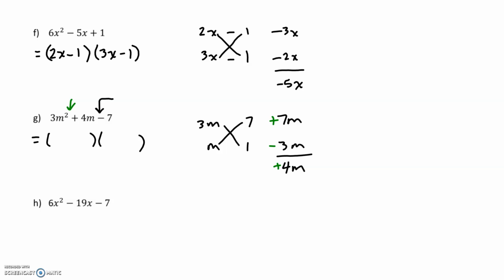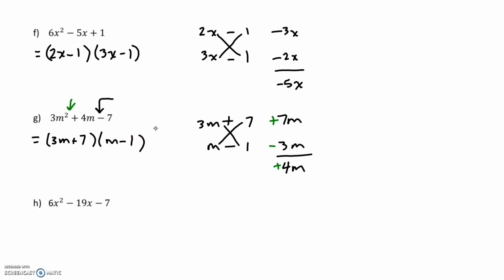And then we're going to transfer those signs inside. So positive 7 here means positive there. Negative 3 here means negative there. And if I double check, positive 7 times negative 1 does give me a negative 7. Okay, so I have my brackets done correct. 3m plus 7 and m minus 1.